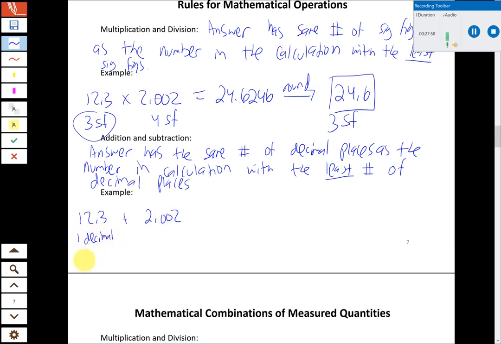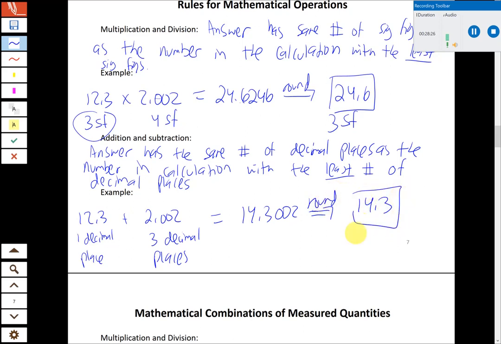So this clearly has 1 decimal place, 0.3. This one has 3 decimal places, 0.002 after the decimal. And so when we add these together, we get 14.3002, but we need to round it to only 1 decimal place because this number here, 12.3, only has 1 decimal place. All right, so we're going to round this off, and it would be reported as 14.3 with just 1 decimal place.